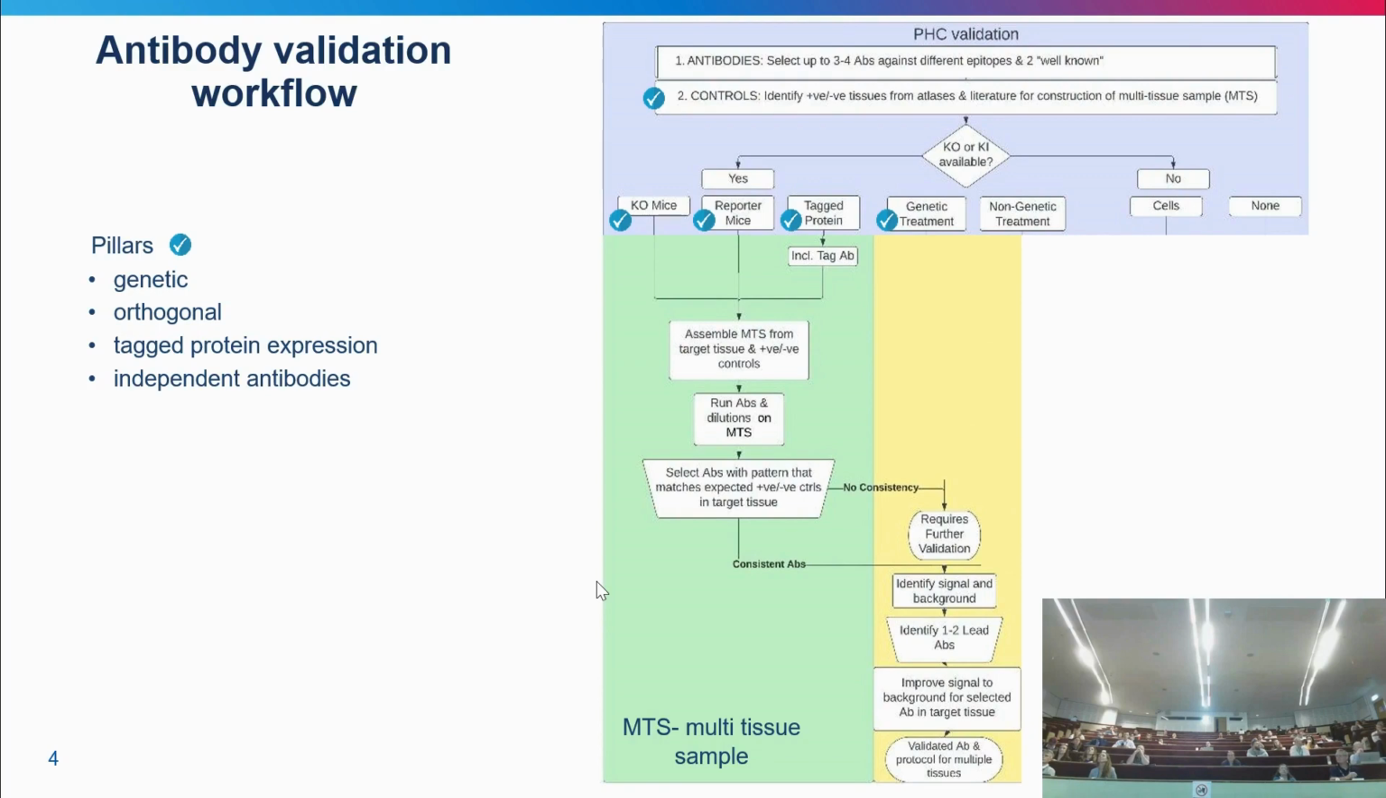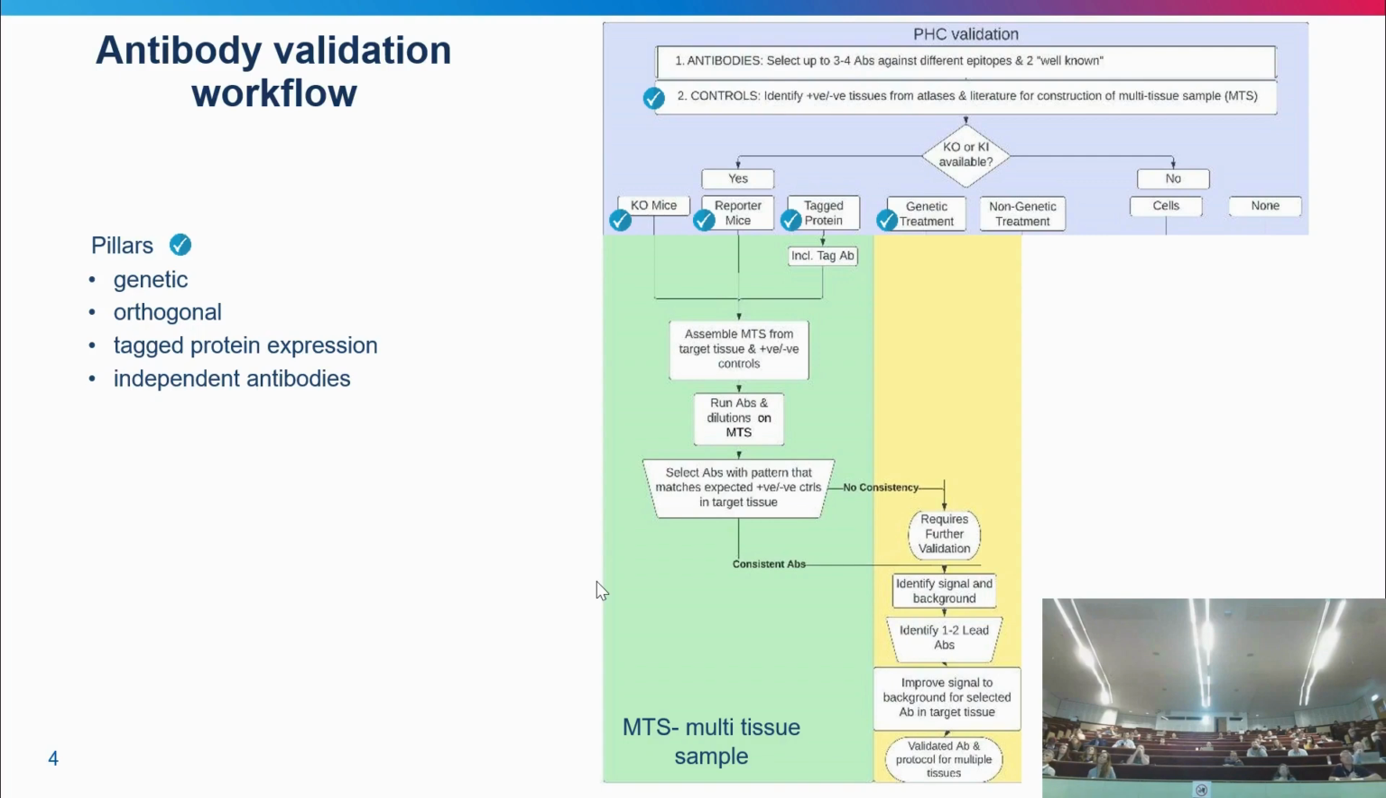In this case, we would have a multi-tissue block selected from the RNA-seq databases. We combine them and run the antibodies on the positive and negative animals, providing that those animals are confirmed and you do know from orthogonal assessment that this is the right knockout or knock-in. And then you look for the consistent pattern. Basically, the positive animal should have the positive pattern and negative should have negative.